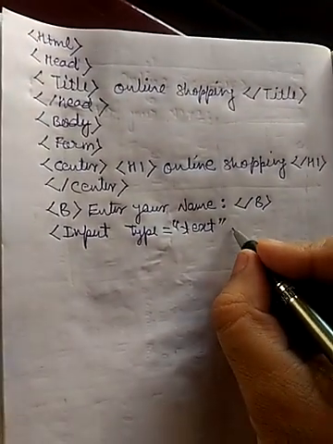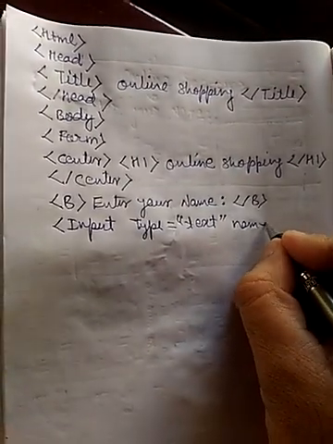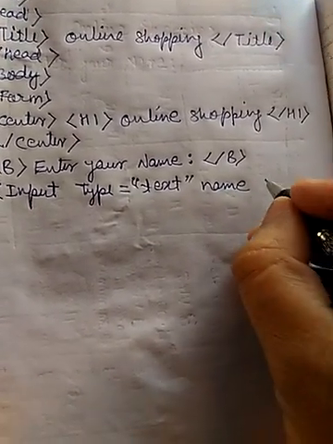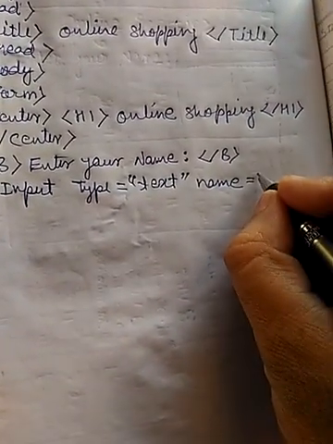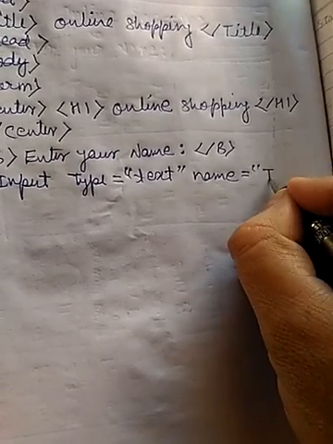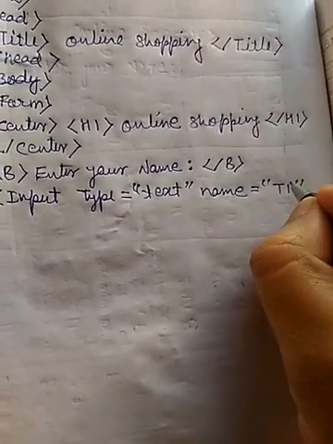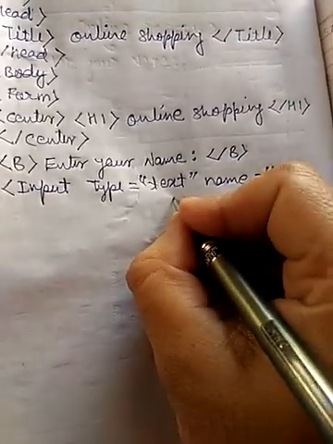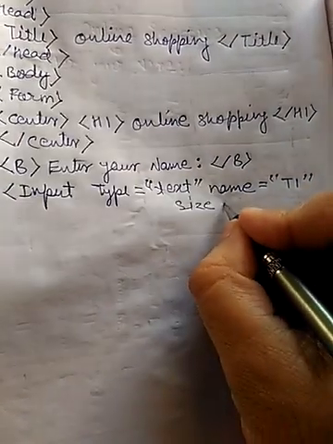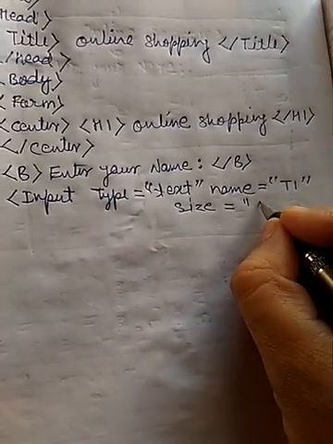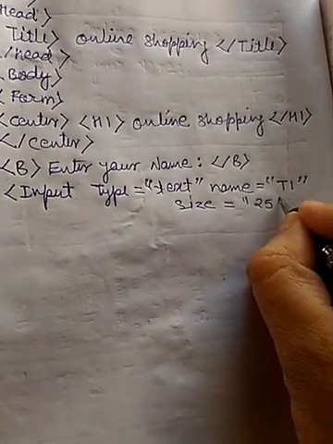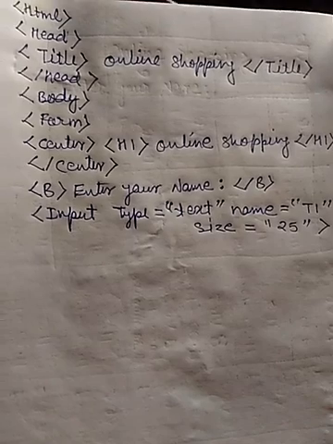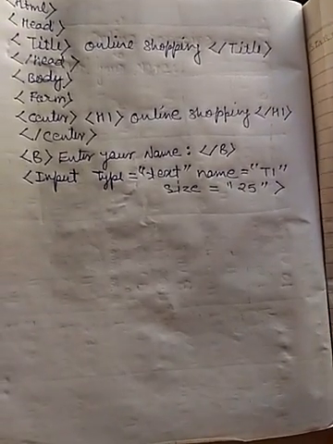After that name, it is the name of the control, it is the name of the object. Let us say it is T1. You can define any name here. So we have defined the T1 name for this text box, and after that the size, that is the number of characters which we want to have. Let us say 25. So in this way you can define the text box.